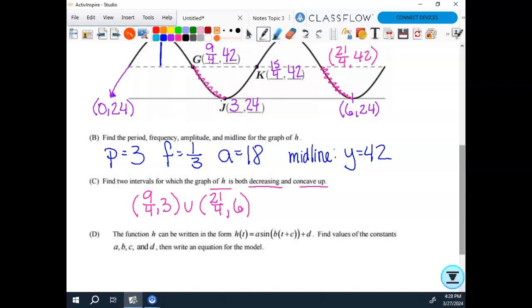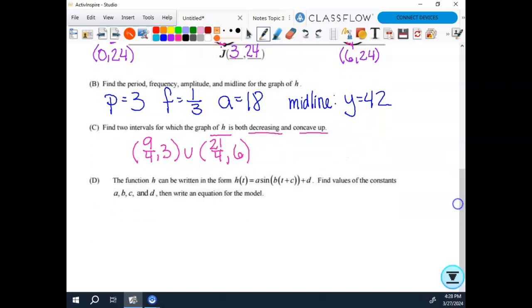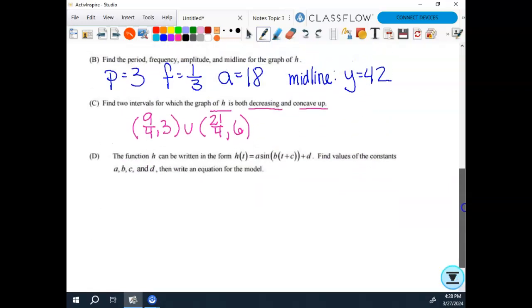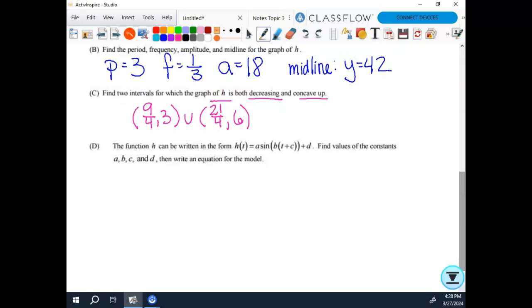All right, then we're supposed to find the values of the constants, A, B, C, and D, which we again sort of already did. So A, we found that, that's 18. B, we haven't found that, but we found the period, so I can do 2 pi divided by the period, so it's 2 pi thirds. C, we'll look at in a minute because I know D is 42 because I'm getting that from my midline.